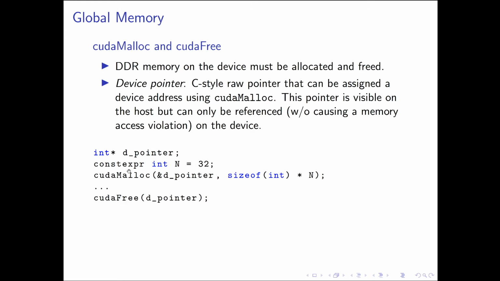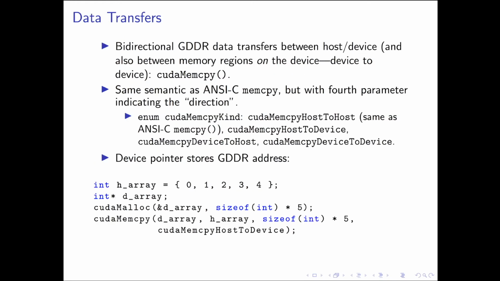So, of course, whenever we call malloc, we also have to call free. In this regard, the semantics of malloc and free are the very same as their host equivalents. And when we have obtained our device pointer using CUDA malloc, then we can move data around.